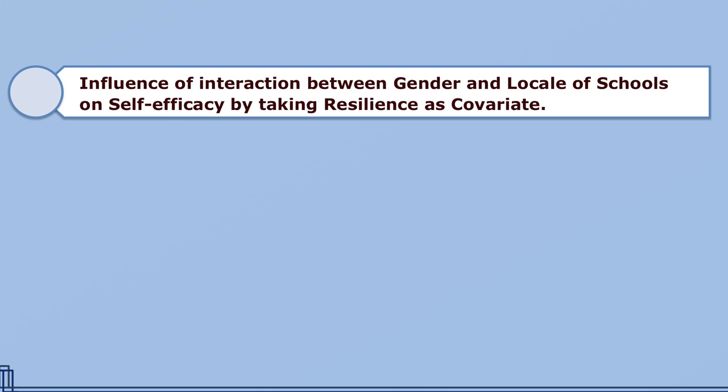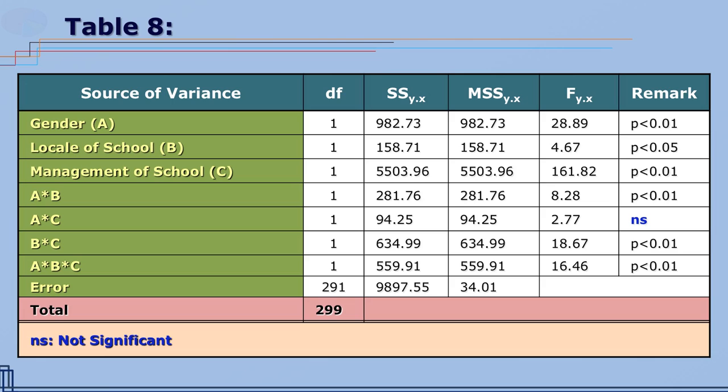Influence of interaction between gender and locale of school on self-efficacy by taking resilience as covariate. From table 8, it is evident that the adjusted F value for interaction between gender and locale of schools is 8.28, which is significant at 0.01 level with DF equal to 1/291. It reflects that the adjusted mean scores of self-efficacy of males and females studying in schools situated in rural and urban areas differ significantly when resilience was taken as covariate.